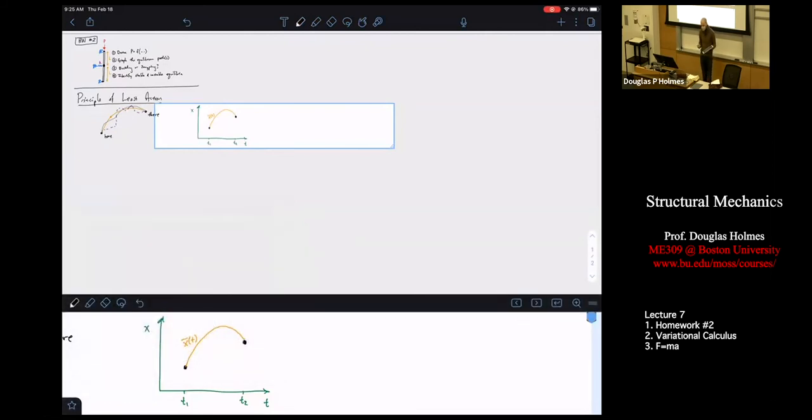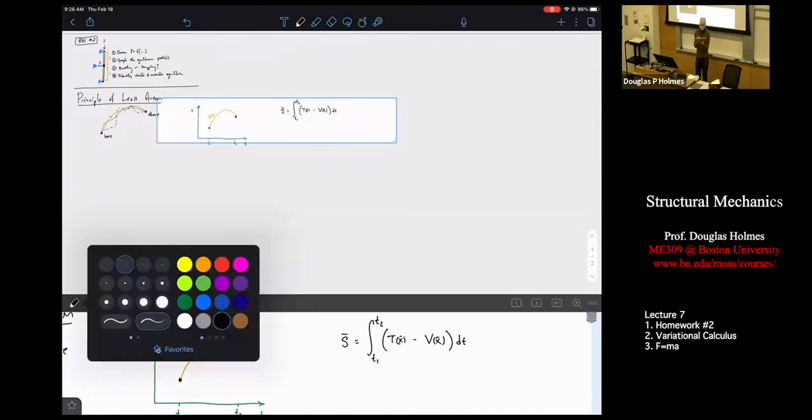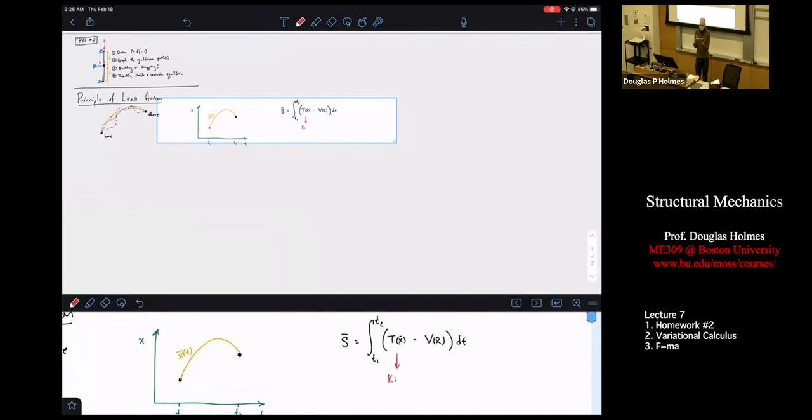Well, the principle of least action, your action, we'll denote this action with a quantity S. Your action is what I was describing to you in words. It's the integral from T1 to T2 of the difference between kinetic and potential energy. T is kinetic energy. So that's your action. Let me label these things for you. Kinetic energy, your V, of course, is your potential energy.